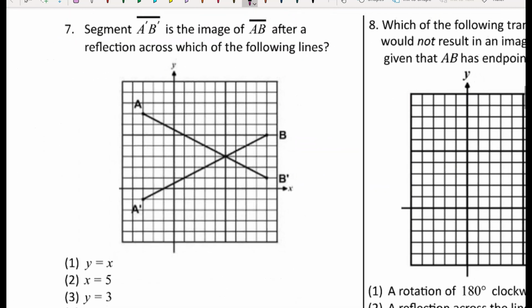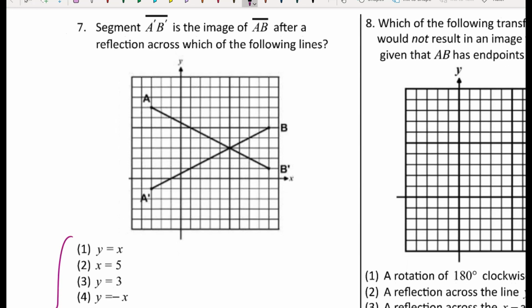For number 7, segment A prime B prime is the image of segment AB after a reflection across which of the following lines? Well, I'm not even going to look at my answer choices here, and I'm going to try to eyeball where the middle is. It doesn't look like it's a vertical line that it reflected over, because A is not way over here. It looks like it's probably some horizontal line that cuts right through the middle. Notice that point hasn't moved, so that point has to be on the line. And it looks like B is 2 units away there, B prime is 2 units away, A prime is 4 units away, and A is 4 units away, so that line looks pretty good.